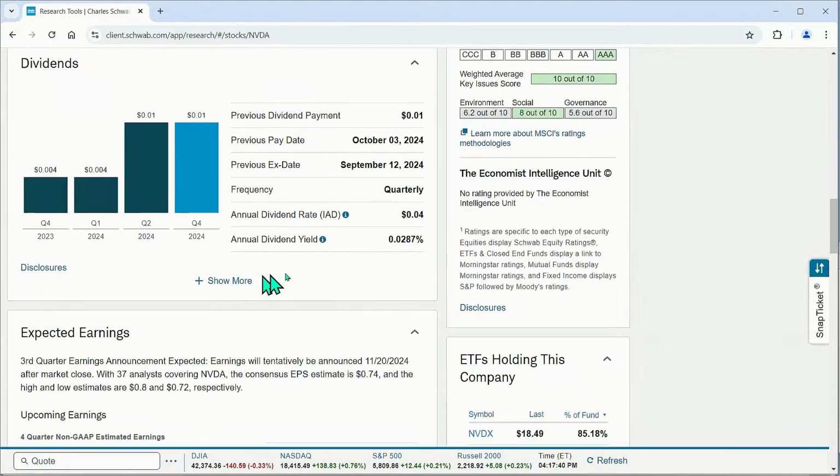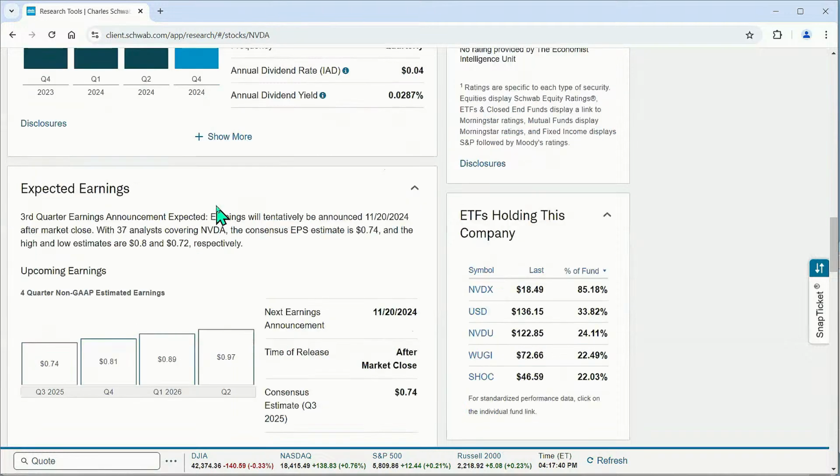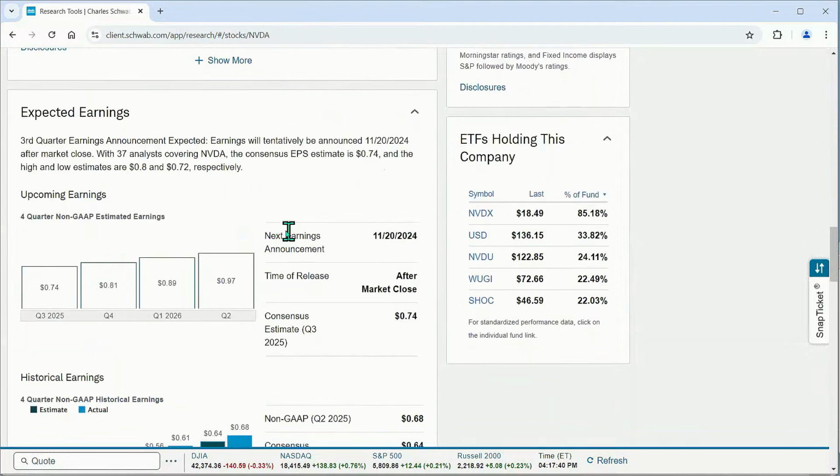Let's go and check out dividends. They actually are paying a little dividend, 1 penny. Insignificant. I'm going to consider this the same as if it doesn't pay a dividend with that low a dividend. Let's look at our earnings here.